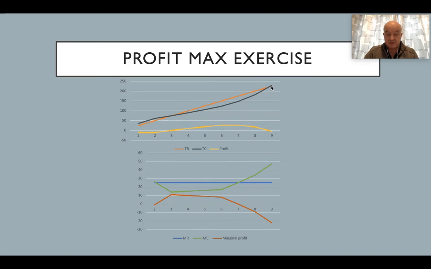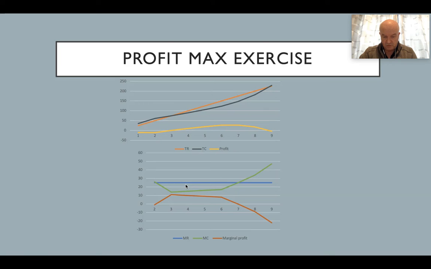We'll take a look at the second element then, where we're talking about marginal revenue, marginal cost, and marginal profit. In this case, we can see that our marginal revenue is staying at 25 units per item of output, so it's a horizontal line. We are basically in a perfectly competitive market of some description. We cannot influence the price. We are a price taker rather than a price maker.